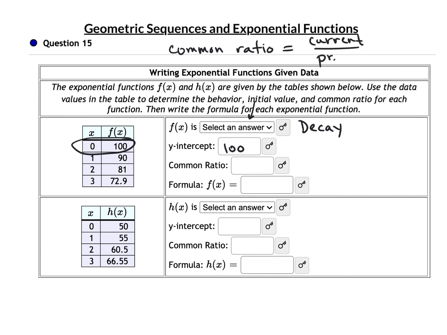The common ratio, remember that the common ratio is current divided by previous. So look at your table values, pick one, any pair, and take a current divided by a previous. 81 divided by 90 is 0.9.